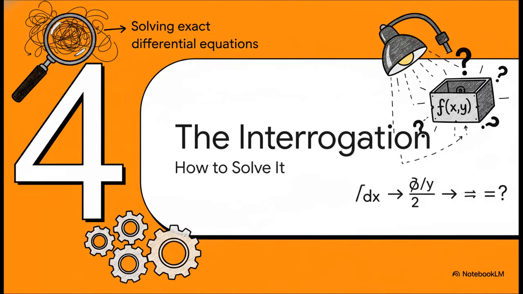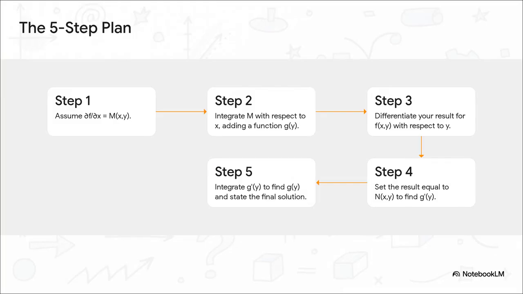All right, so our test came back positive. We've confirmed our equation is exact. Now we move into the interrogation room. We know there's a hidden function, f of x, y, hiding in there, and we're about to follow a step-by-step procedure to get it to talk. This is our 5-step game plan.